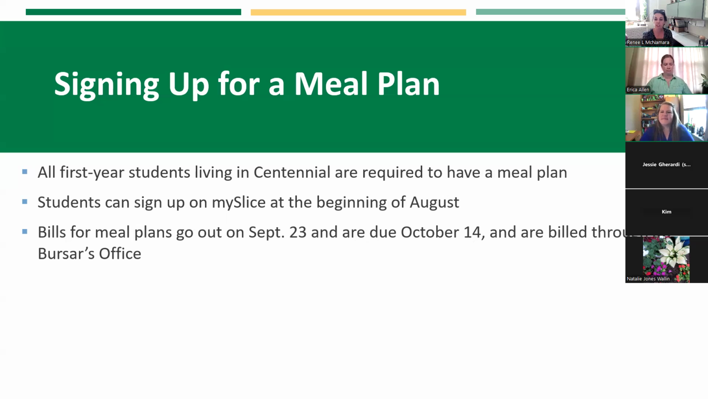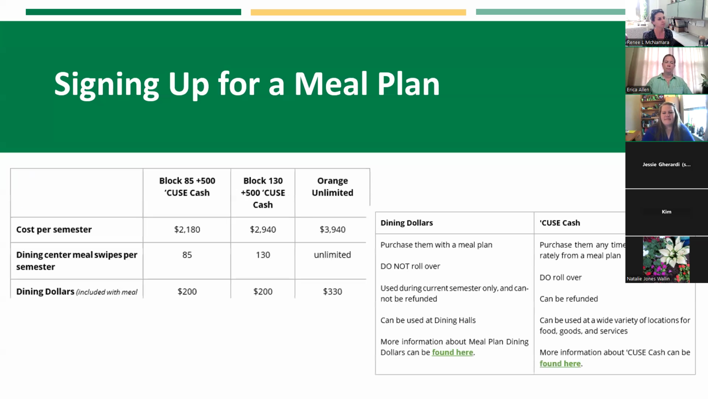The bills for meal plans are on a little bit of a different cycle because they are handled through the SU Bursar's office. So the bills are going to go out on September 23rd and are due on October 14th. SU Bursar will email students when those bills are available. Note those dates, since they are different from our tuition deadline dates.